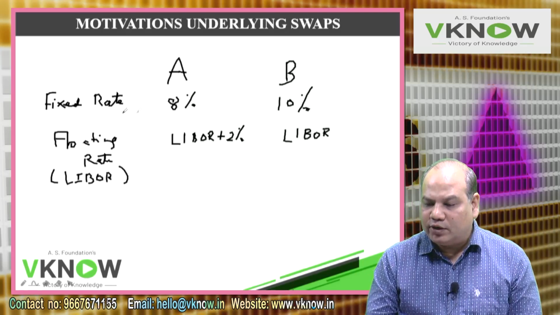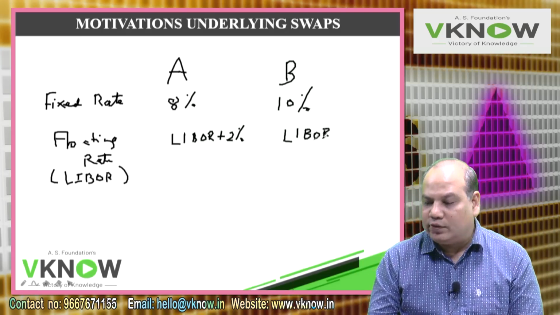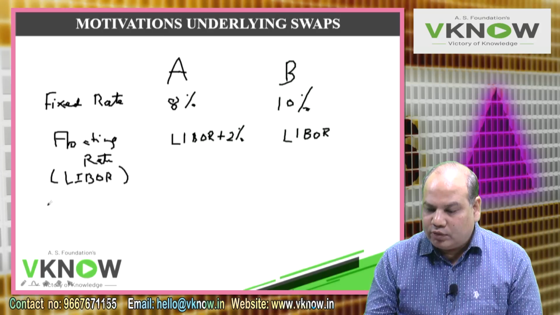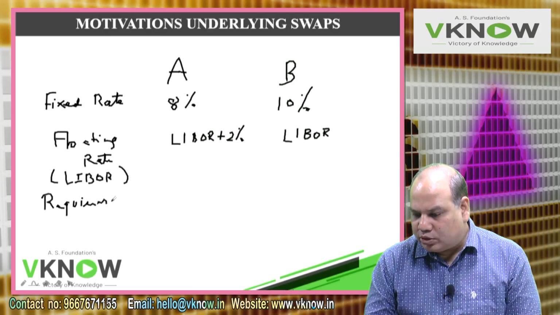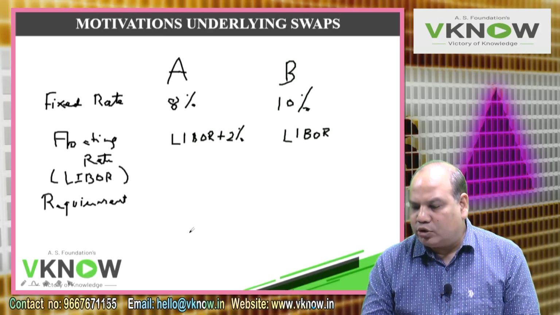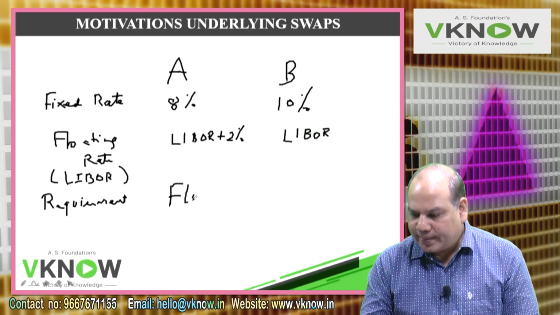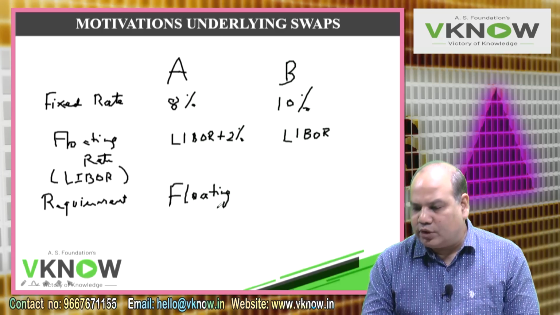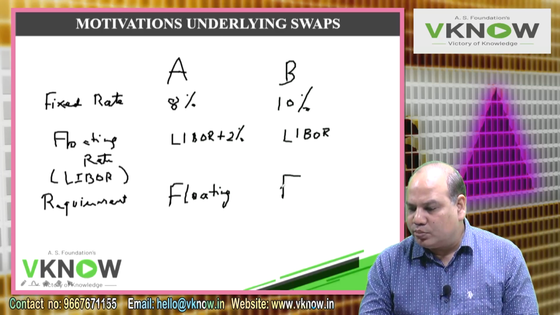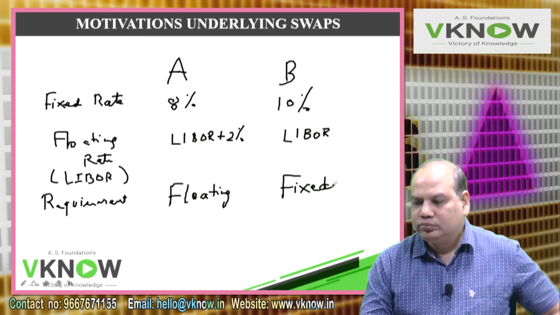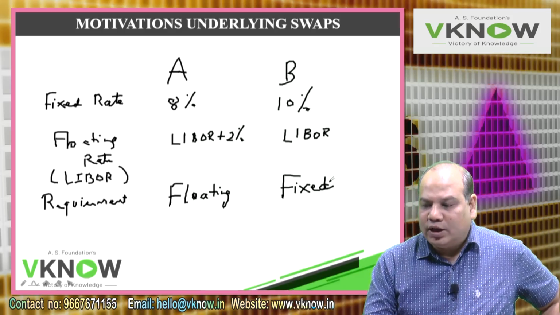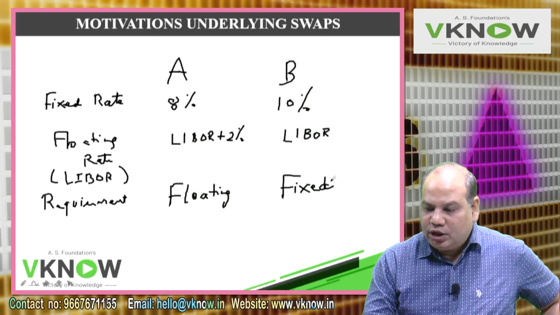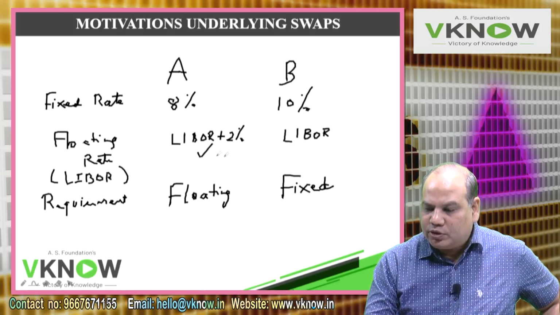Now who has advantage in fixed rate? A. Who has advantage in floating rate? B. And what are their requirements? Requirements means, what does A want? A wants to borrow in floating rate. B wants to borrow in fixed rate. If they act independently, A will have to pay LIBOR plus 2 and B will have to pay 10%.